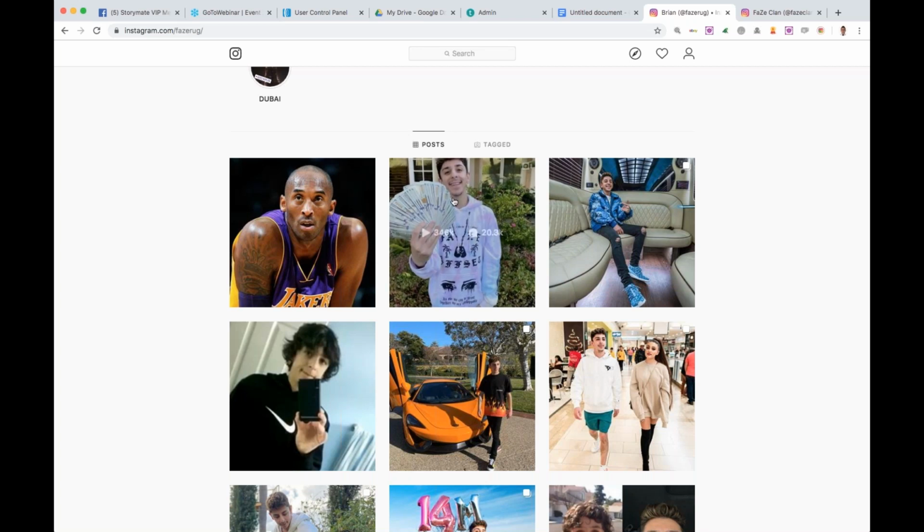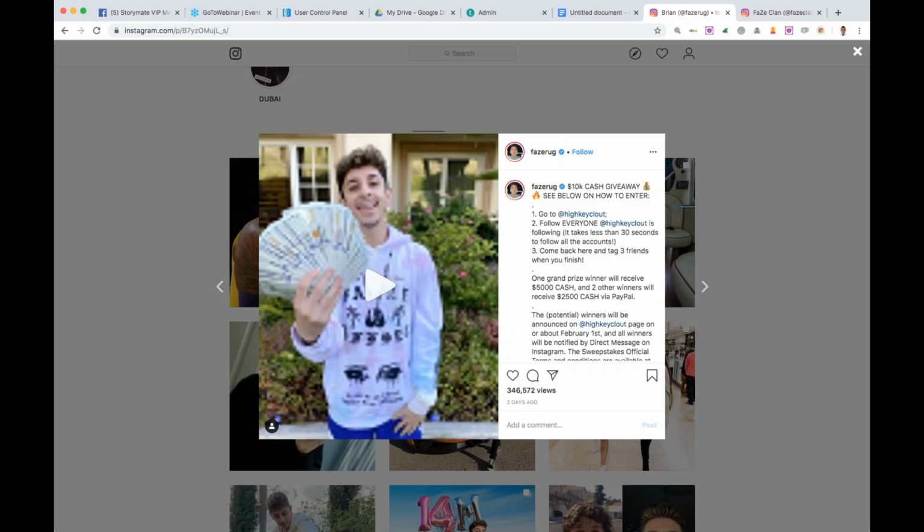So you can see here a perfect example of how this works. It says go to this Instagram account here, follow everyone that they are following. You can see little things here like ways to convert, right? It takes less than 30 seconds to follow all the accounts. But in saying that, that also means that most of these people haven't actually gone ahead and even looked at my profile. So I'm going to open this up here.